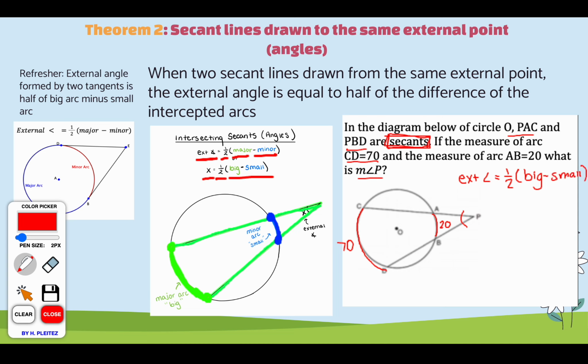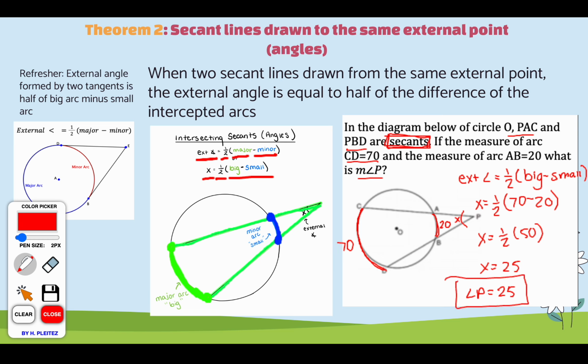Now, our external angle is what we're looking for. That is what we should put as x in our diagram. So, x equals 1/2 of our big arc, the major arc, is 70 degrees, minus the small arc, the minor arc, which is 20. So, we get x equals 1/2 of 50. And that's going to give us that x equals 25. Now let's go back. Do we need to substitute it in anywhere? We do not. So angle P equals 25.